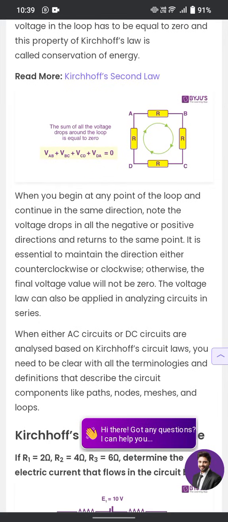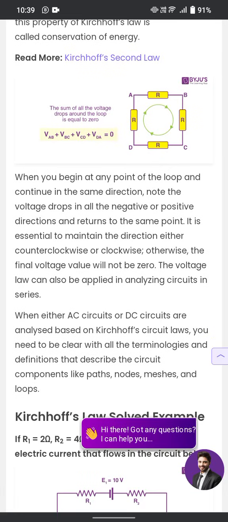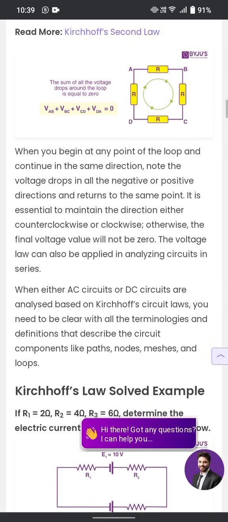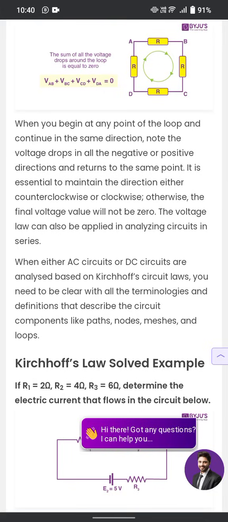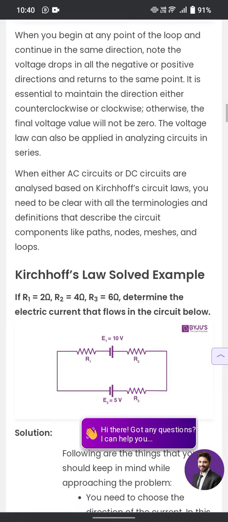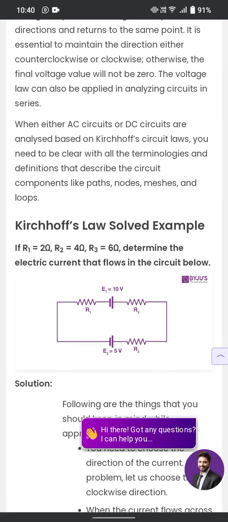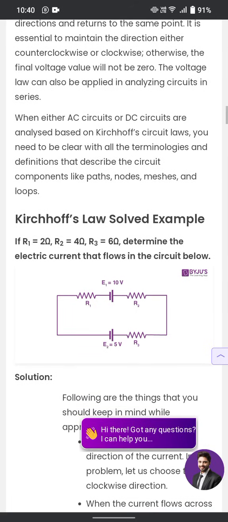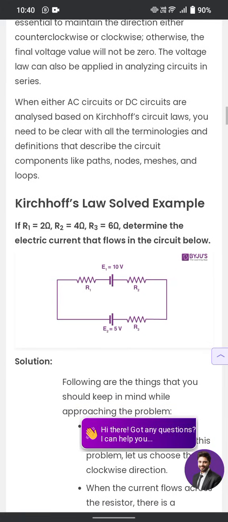Kirchhoff's second law: when you begin at any point of the loop and continue in the same direction, note the voltage drops in all negative or positive directions and return to the same point. It is essential to maintain the direction, either counterclockwise or clockwise, otherwise the final voltage value will not be zero. The voltage law can also be applied in analyzing circuits in series. When either AC or DC circuits are analyzed based on Kirchhoff's circuit laws, you need to be clear with all the terminologies and definitions. These describe the circuit components like branches, nodes, meshes, and loops.